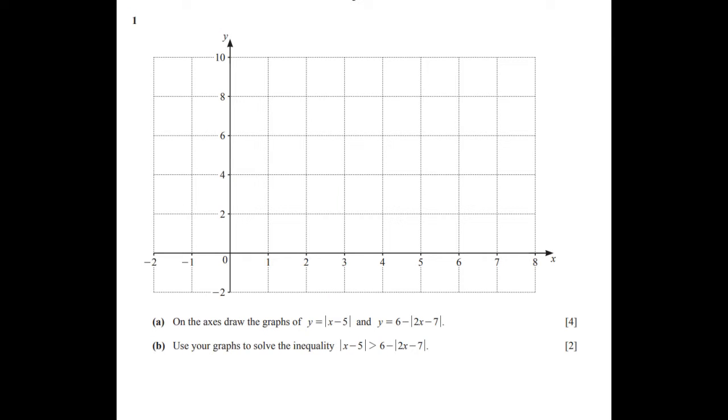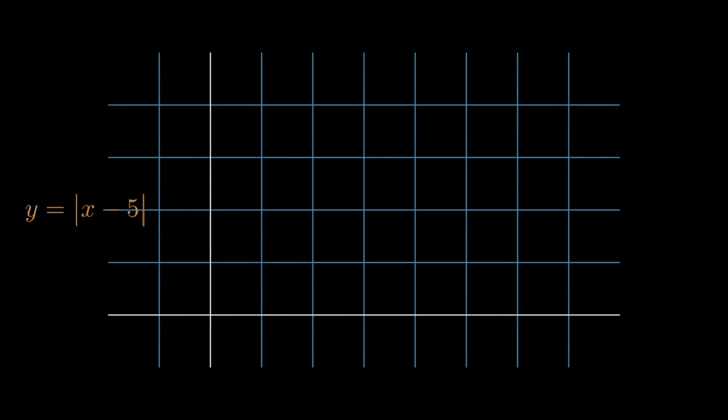All right, so for the first question, we have two absolute value functions. For part A, we need to graph them. And then for part B, we need to find for what x values the one function is greater than the other one. Okay. So starting in with the first function, we have y equals the absolute value of x minus 5.